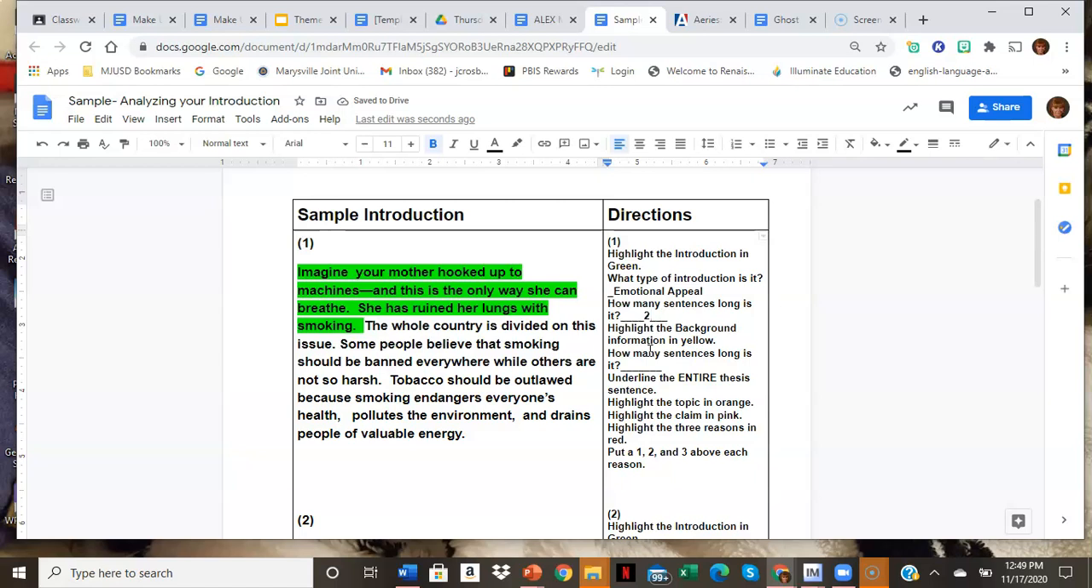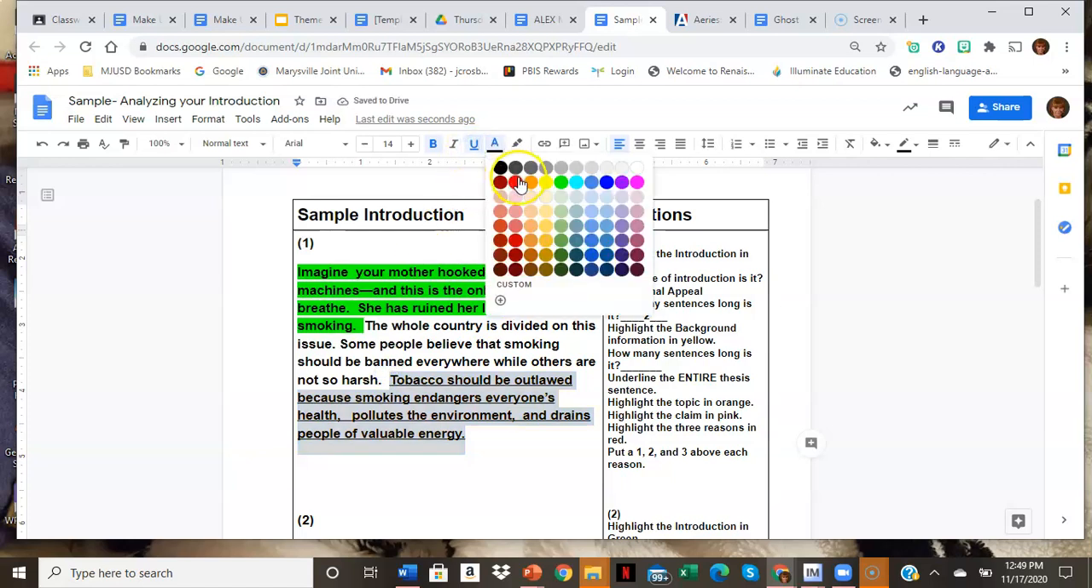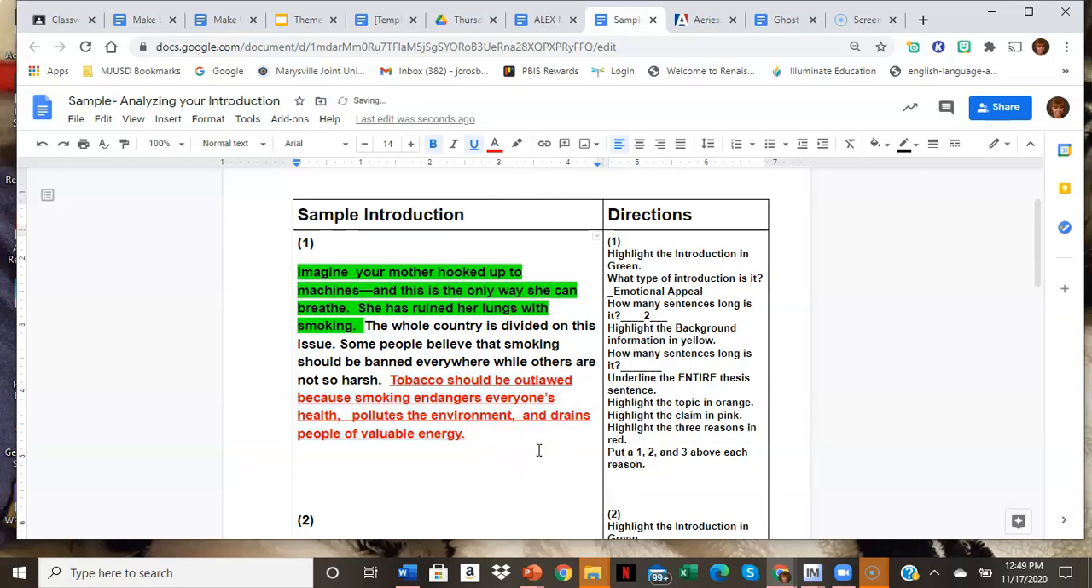Next, it asks me to highlight the background information in yellow. Now, I know my thesis is my last sentence. So I'm actually going to do my thesis first and ignore background for just a moment because that's easier. So for my thesis, it tells me to underline the thesis sentence. So I'm going to highlight my thesis, I'm going to underline it, and if you would, can you also change the lettering to red, because that makes it really easy for me to see. So please also change the lettering to red.